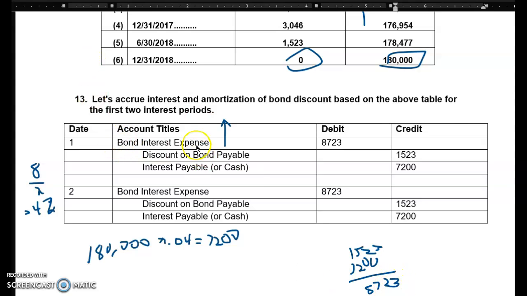So I'll write down bond interest expense. I'll debit it for $87.23. The discount's $1,523, and the cash that we're paying out to the bond customers.